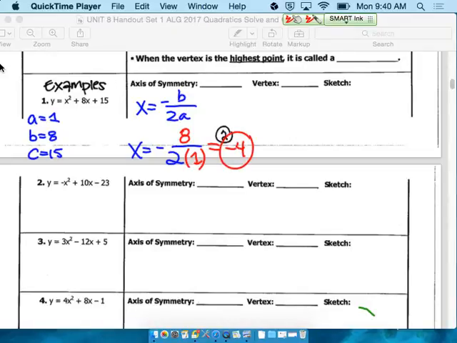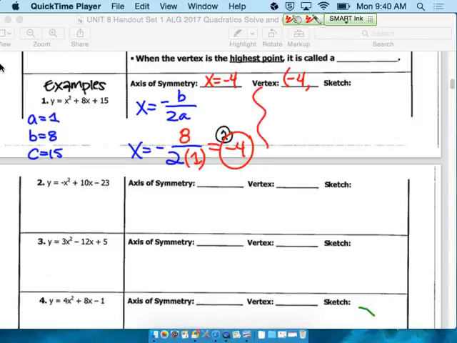So that means that the axis of symmetry is the vertical line x equals negative 4. Now the vertex is the ordered pair with an x and a y, so I already know that the x-coordinate for the ordered pair is negative 4. All I have to do now is figure out what the y-coordinate is that goes with it.